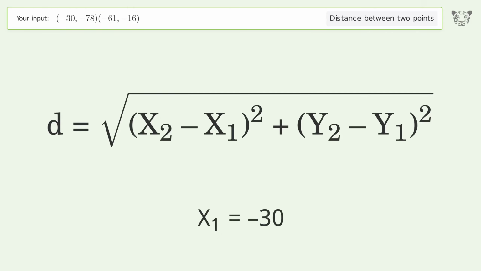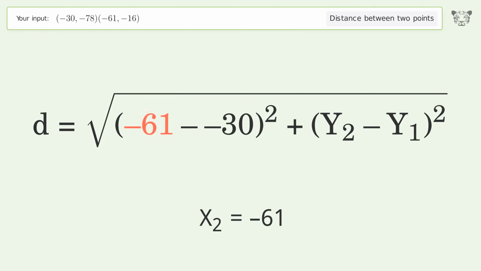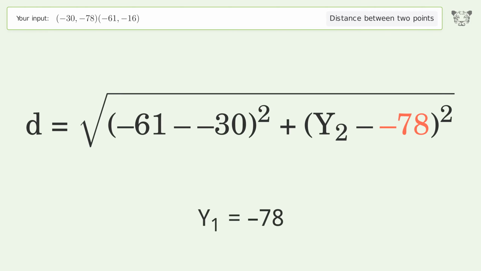x1 equals -30. x2 equals -61. y1 equals -78. y2 equals -16.